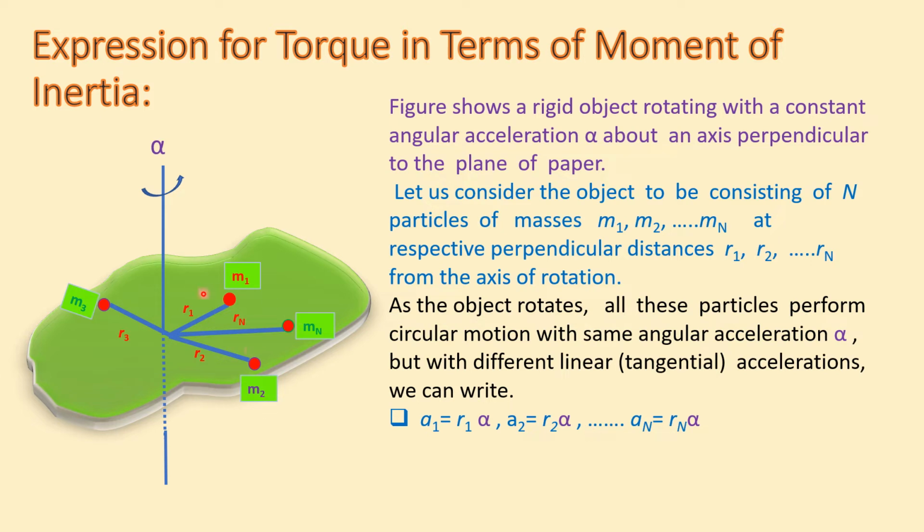Here it is found that a force is also acting on each mass particle. We can say that force F1 is acting on mass particle m1, force F2 is acting on mass particle m2, force F3 is acting on mass particle m3, and so on. The force Fn is acting on mass particle mn. Let us calculate the force experienced by each mass particle of this rigid body.